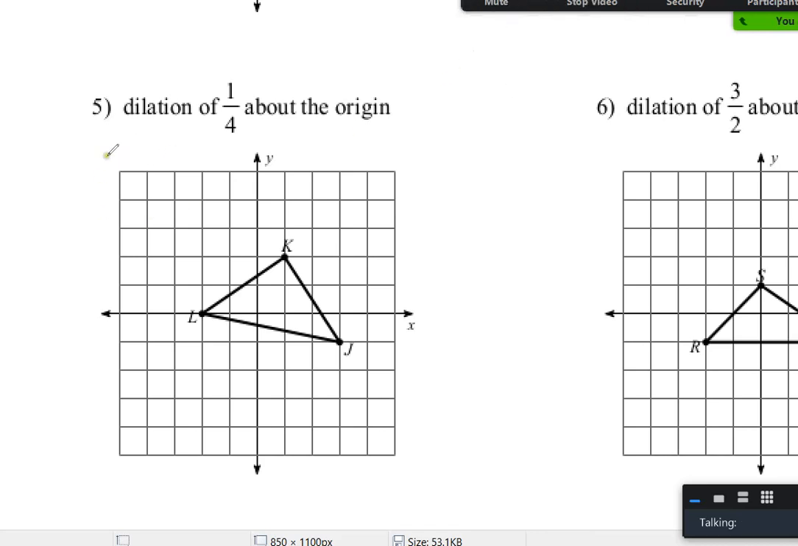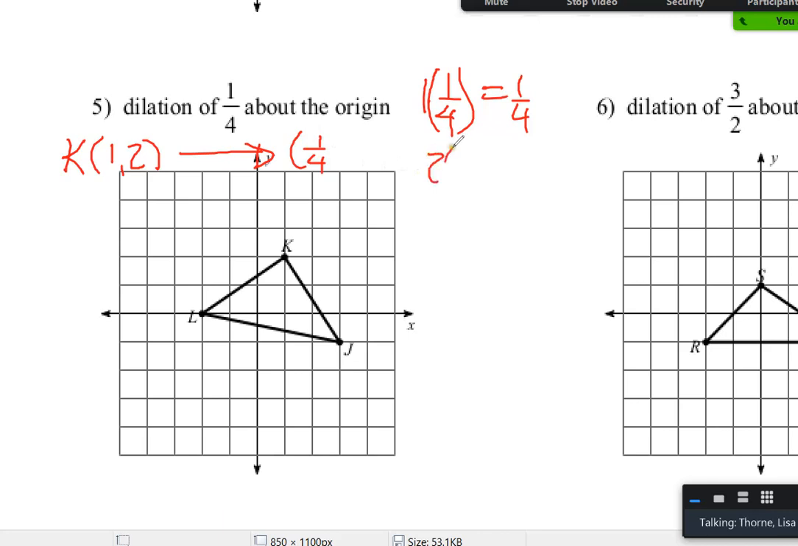So K is the point 1, 2, right? I'm going to take each of these coordinates and multiply it by a fourth. 1 times a fourth. Oops, I wrote a half, but I meant to write a fourth. 1 times a fourth is equal to 1/4, right? So K prime, the x part, is 1/4. If I go 2 times a fourth, that's 2 over 4, that's 1/2.